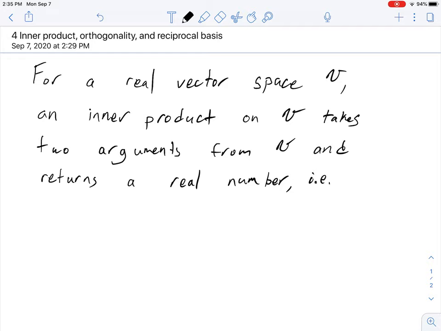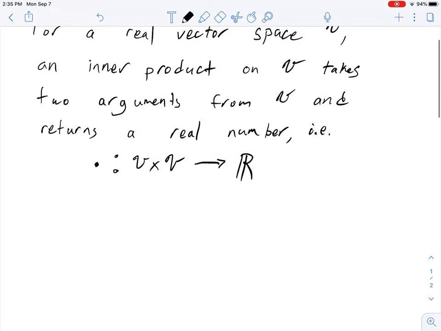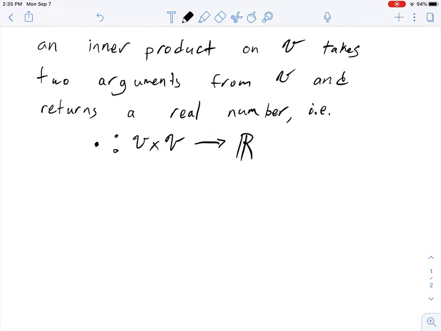So in terms of mathematical functional notation, we would say this dot maps V by V, so lists of two elements from V, to the real numbers. An inner product is defined by three properties.